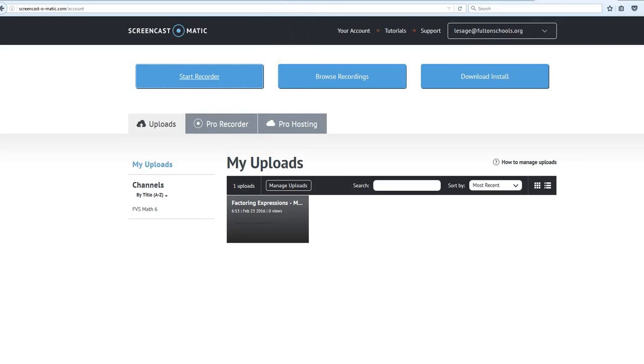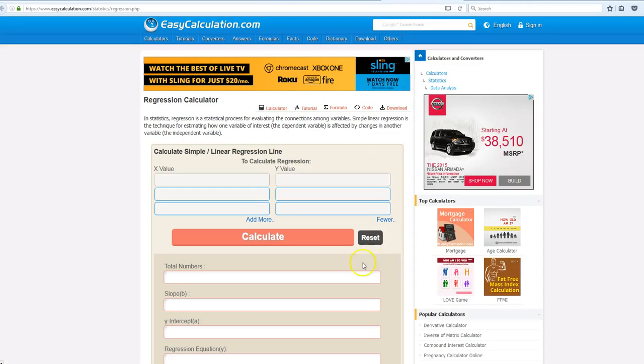I have pulled one up here. You can see the website here, www.easycalculation.com/statistics/regression.php. Or if you go to easycalculation.com, you can find the regression calculator.